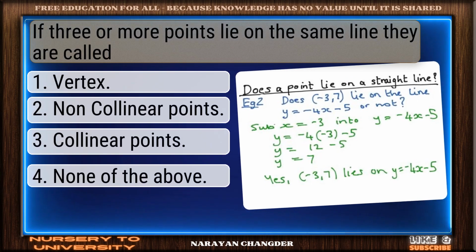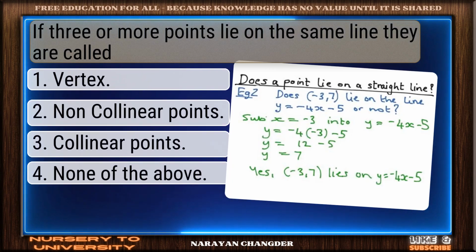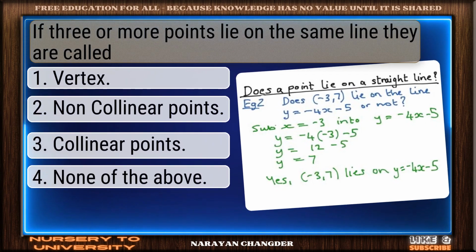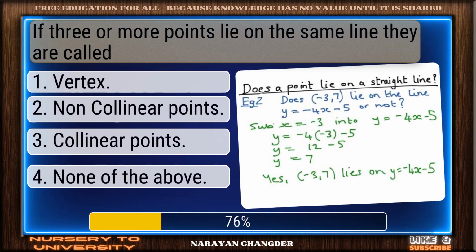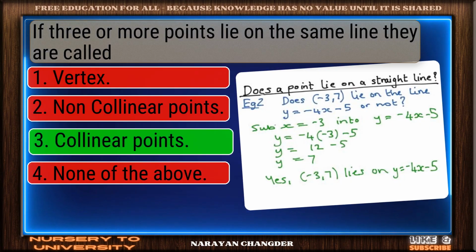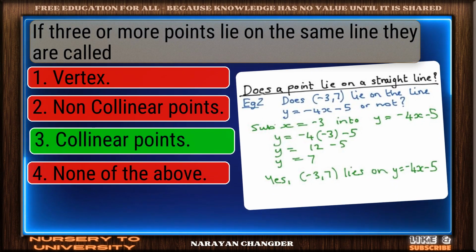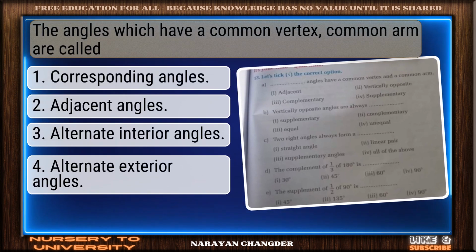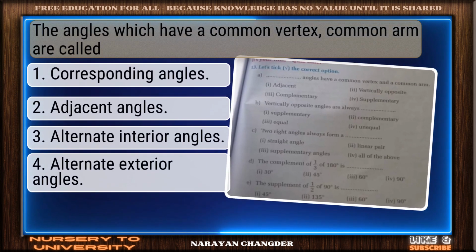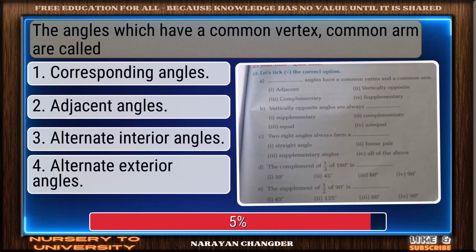Question number 127. If 3 or more points lie on the same line, they are called? You're right. Collinear points is the correct answer. Question number 128. The angles which have a common vertex and a common arm are called.